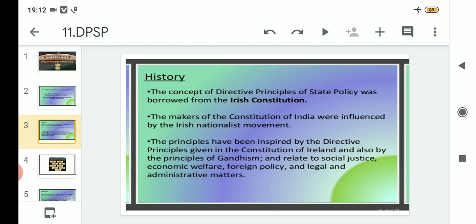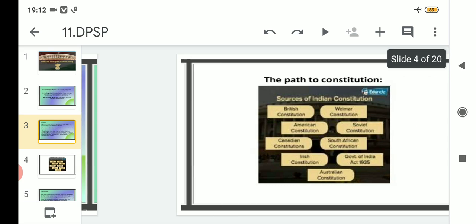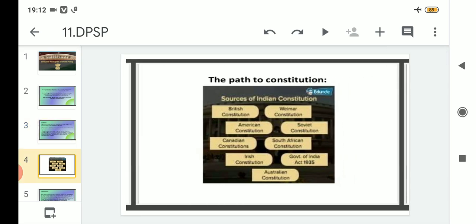If you have read about the constitution in class 9, you must remember that the constitution of India is a borrowed constitution. That means many good things are borrowed from many countries. In order to understand it better, these are the sources of the Indian constitution. If we say the Indian constitution is a borrowed constitution, we need to know from which country the things are borrowed.